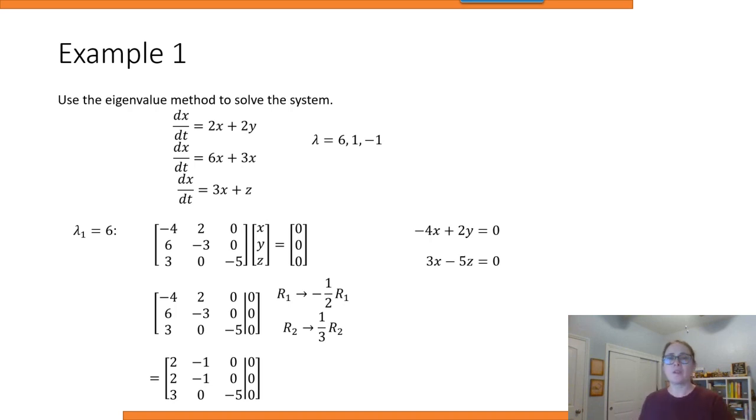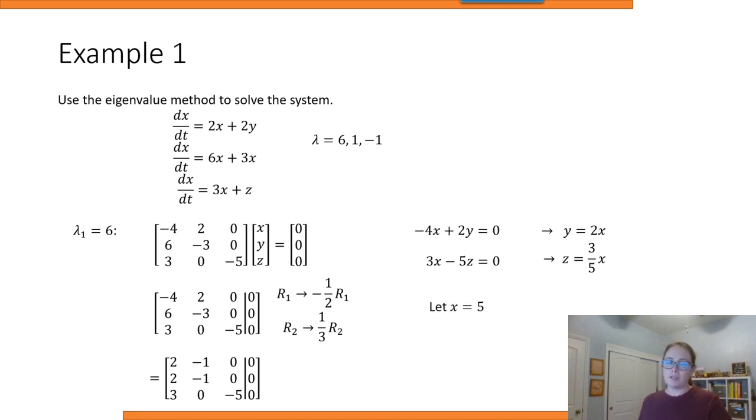That way I just have to choose the one variable that I choose a value for, and it'll give me the entire vector. So if I solve the first one, add 4x to both sides, and then divide by 2, I get y equals 2x. And from the second one, if I subtract the 3x over and then divide by -5, I get z equals 3/5 x. So now I just pick a value for x, and it will give me all the elements of my vector. Because I have that 3/5 multiplying by x, I'm going to go ahead and choose x to be 5, just so that I don't end up with any unnecessary fractions in my eigenvector.